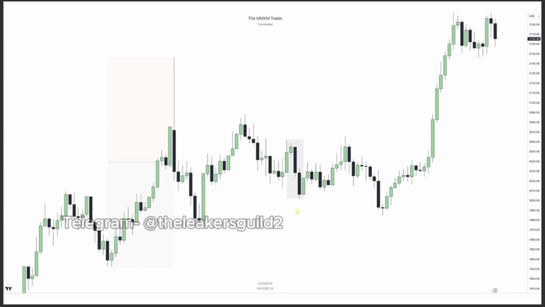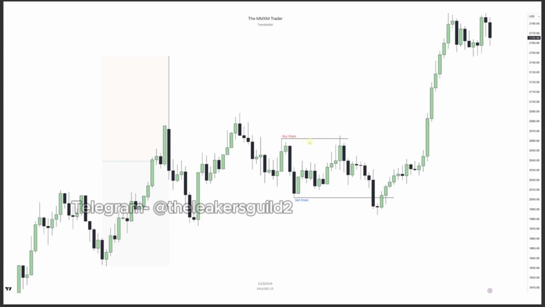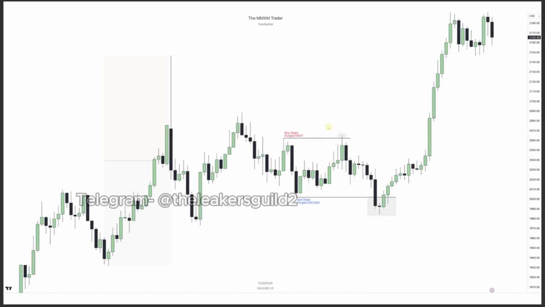What happened in this piece of price action? If I go to the next slide, we see buy stops and sell stops resting above the high of the range, and the sell stops resting below the range low. So what do we want to see first?